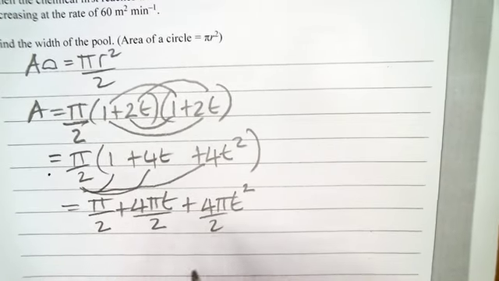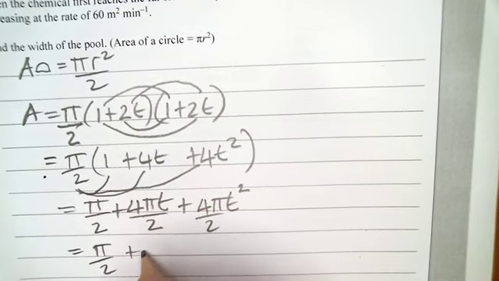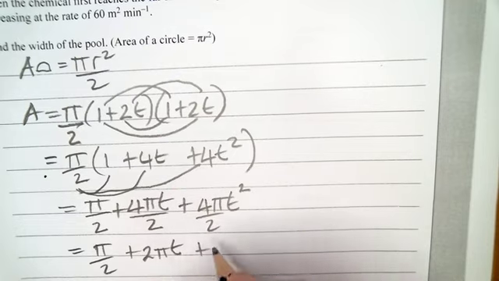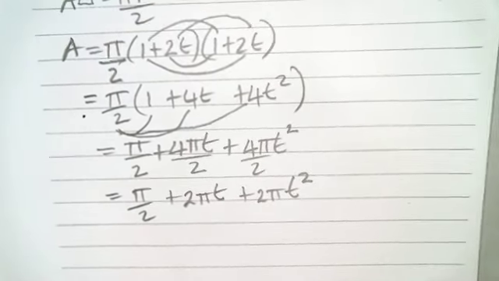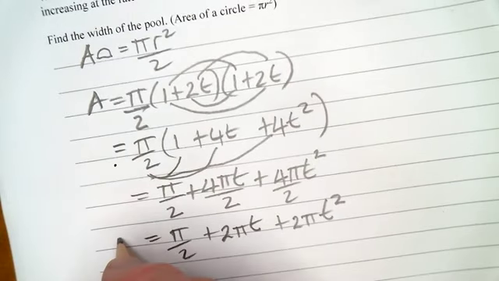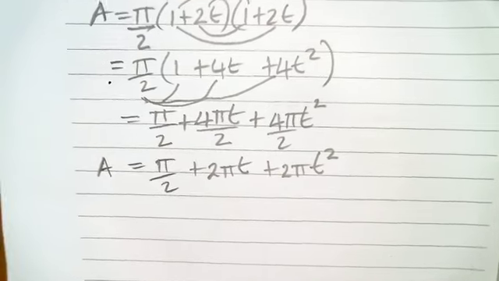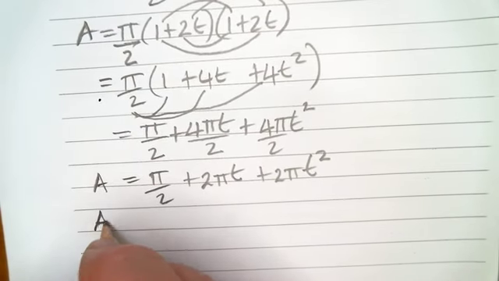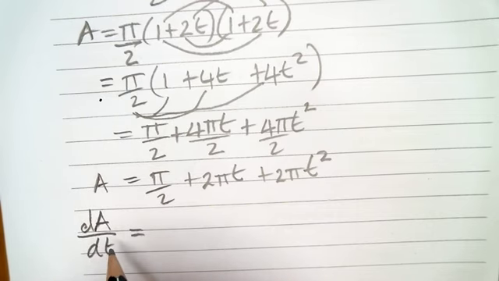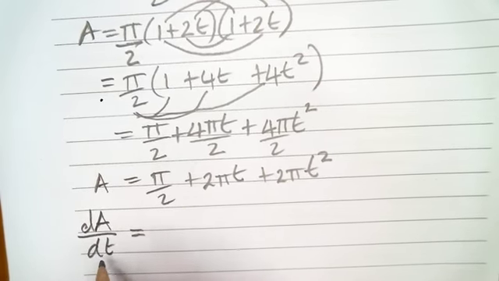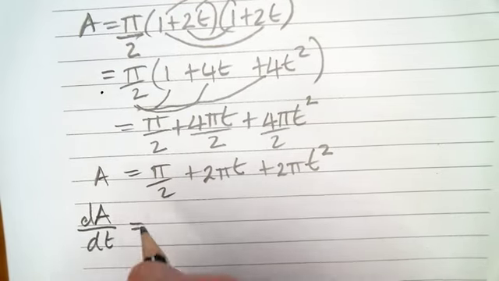Now I've got a few 2's on the bottom there that we can get rid of. So this is going to be pi on 2, plus 2 pi t, plus 2 pi t squared. All right, now that's area. That's what the area equals. We want to now find the differential of that to find the rate of change in the area. So let's find the change in area with respect to time, because we want to find the time it takes to reach the far side of the pool. Yeah. All right, so here let's do that now.